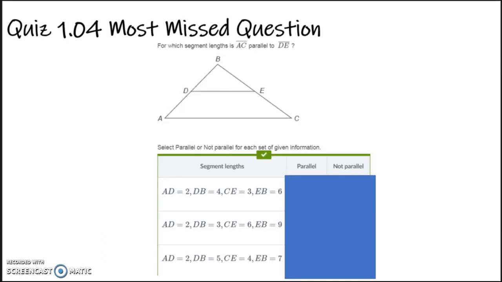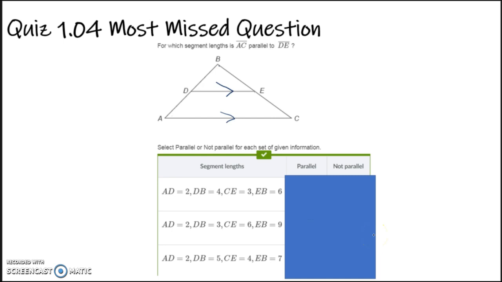All right, right now we're looking at quiz 1.04, most missed questions. This one is taking that side splitter theorem and reversing it. We are looking at the opposite of the side splitter theorem, whereas normally you would be given two parallel lines. Remember, the side splitter theorem tells us that if you have a line inside a triangle that is parallel to a base of the triangle, then basically top to bottom equals top to bottom on each side. So in this case, it would be BD over DA would equal BE over EC.